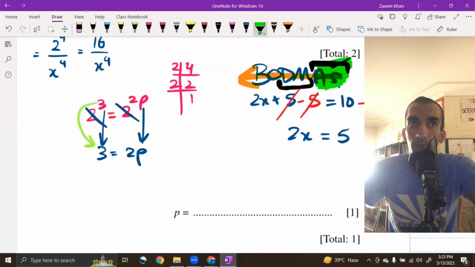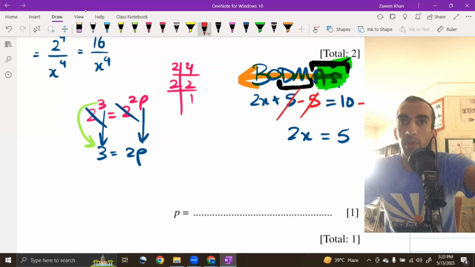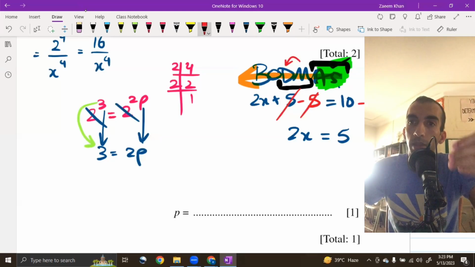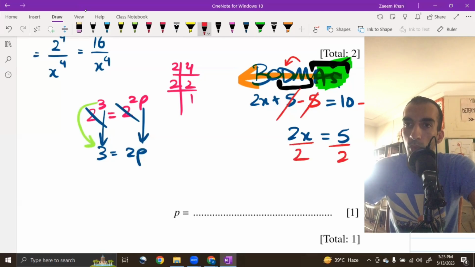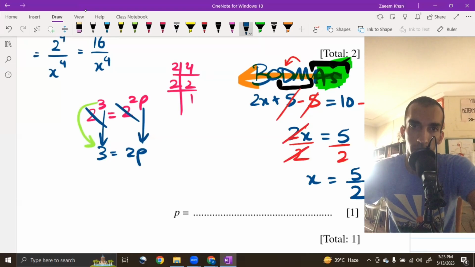What does M stand for? Multiplication. What cancels multiplication? Division. Now multiplication will get cancelled with division. It works in pairs. Since 2 is getting multiplied with x, what can I do? Can I divide both sides with 2? If I do that, would I be essentially able to cut out this 2 with this 2? Yeah. I'll be left with x is equal to 5 divided by 2, or 5 by 2. Does that make sense?